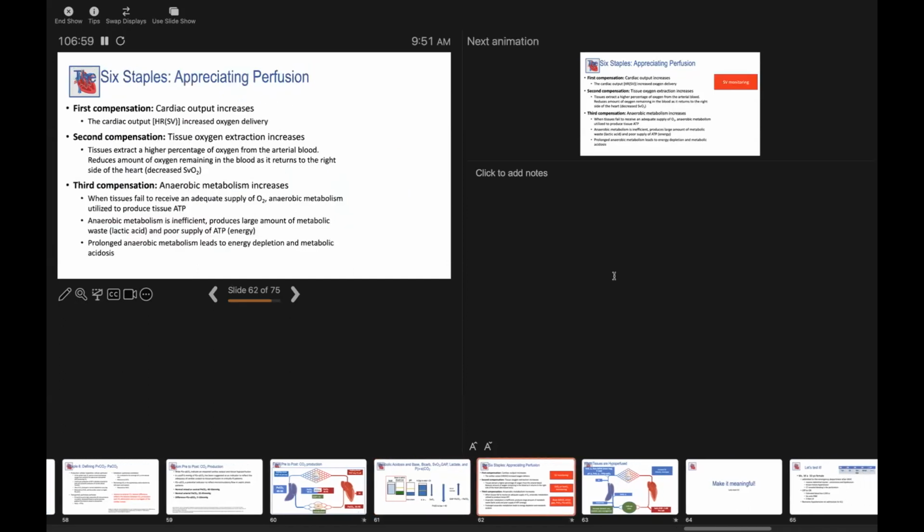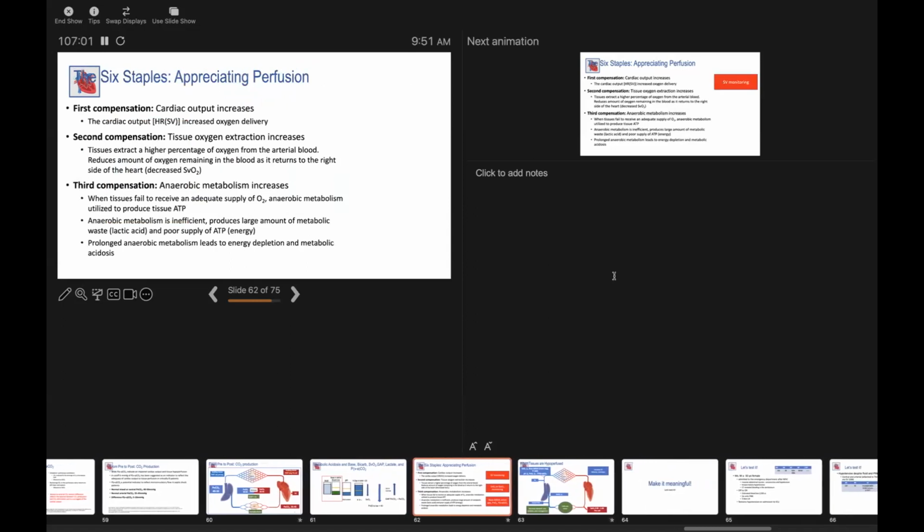Okay. All right. So in terms of shock, 6 staples. First compensation, always increase cardiac output. This is the patient. Second compensation, going to take more oxygen from the venous reserve, so the SvO2 is going to go down. Third compensation, anaerobic metabolism increases. When anaerobic metabolism increases, you're going to start to produce more and more lactic acid.